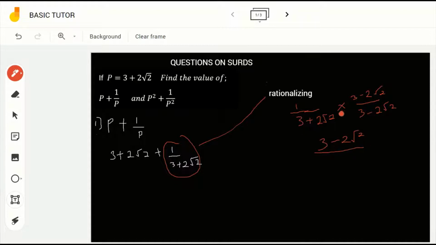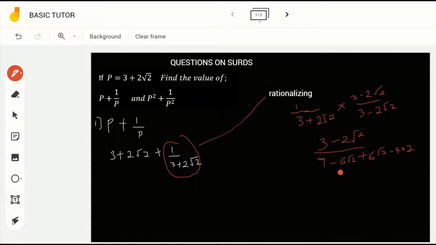For the denominator, 3 times 3 is 9. 3 times minus 2 root 2 is negative 6 root 2, plus 2 root 2 times 3 gives us plus 6 root 2, and plus and minus is minus. 2 root 2 times 2 root 2: 2 times 2 is 4, and root 2 times root 2 gives us 2. So 4 times 2 is 8.